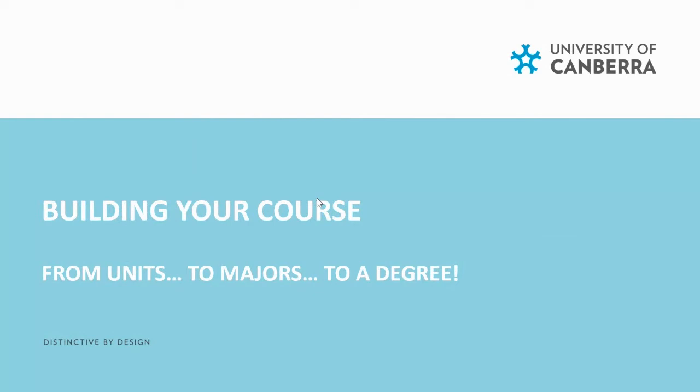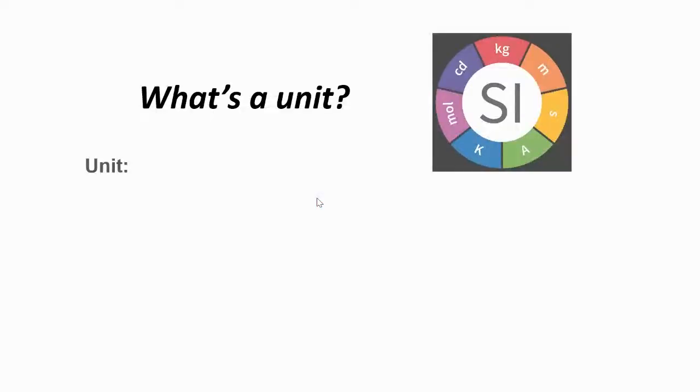All right, so how do we build your course? I keep saying units. I keep trying to not say units, but I keep saying units. When I'm saying a unit, I mean a subject. But what does that mean? So we'll go into that. We'll go into what majors are, and then therefore how you compile those into a degree.